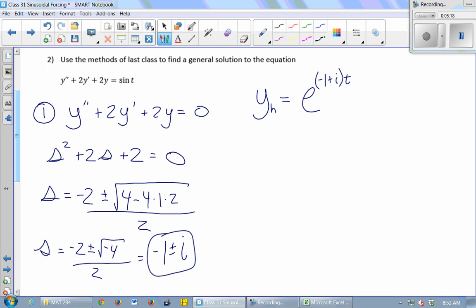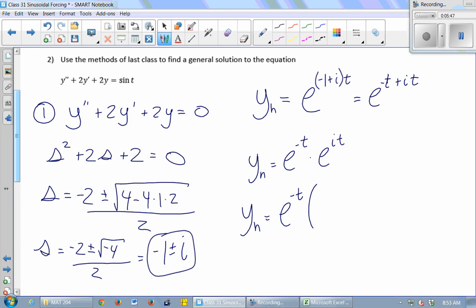So then I simplify this. Well, I distribute the t, and I get e to the -t plus it. And then I can use a rule of exponents that rewrites this as e to the -t times e to the it, because when you have like bases, you add those exponents. And then replace e to the it with cosine t plus i sine t. Euler's formula.